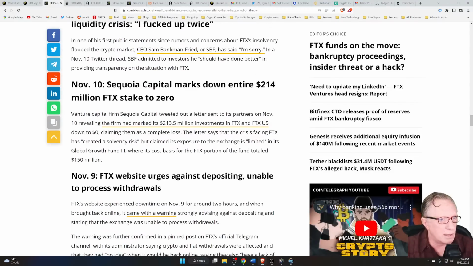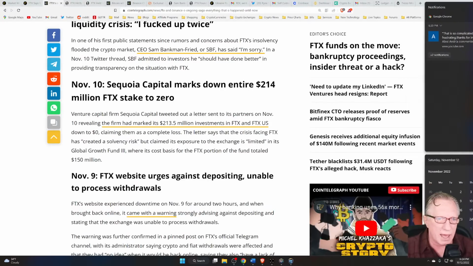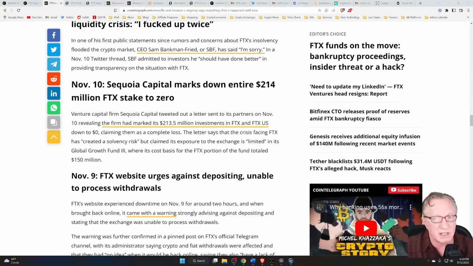And then on November 10th, which would have been Thursday, which was when things really got bad, Sequoia Capital marks down its entire $212 million stake to zero, right? They invested $214 million in FTX. You have to remember, this guy and this company were the darling of the crypto industry not too long ago, right?